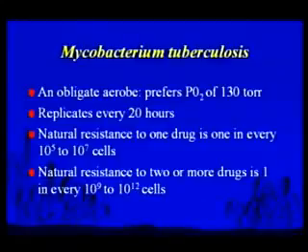And of great clinical importance is the idea that by spontaneous mutation, about 1 in 100,000 to 1 in 10 million cells is going to be resistant to a given drug. And to two or more drugs, one in every 10 to the 9 to 10 to the 12 cells, just by spontaneous mutation. So that in treating TB, the principle has evolved that it really is a race against time.